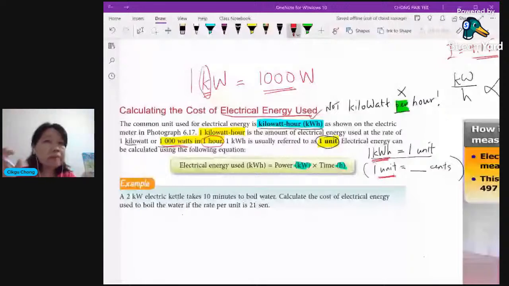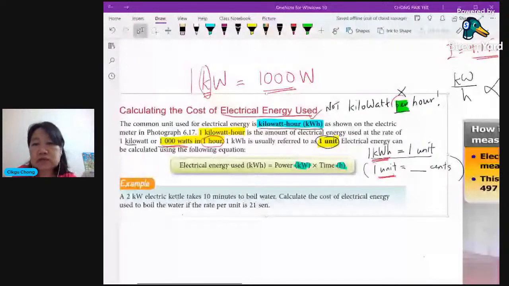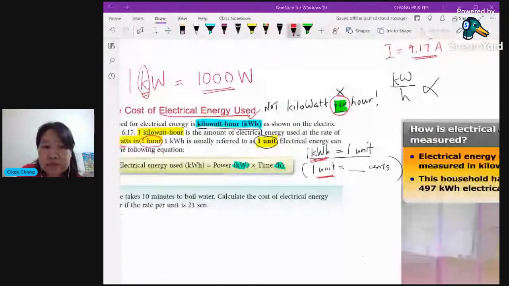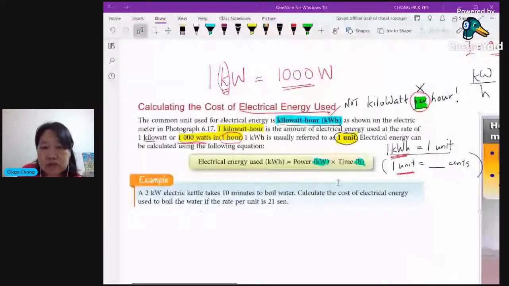So, kilowatt hour. Now, not kilowatt per hour. This is wrong. A lot of students will make the mistake. Kilowatt divided by hour. No. It's not kilowatt divided by hour. It's kilowatt times hour. So, you take your kilowatt, you have to times your hour. So, look at the formula. Kilowatt times hour.